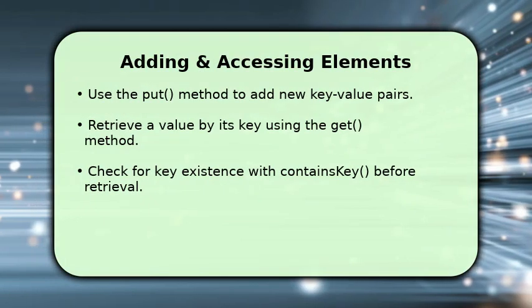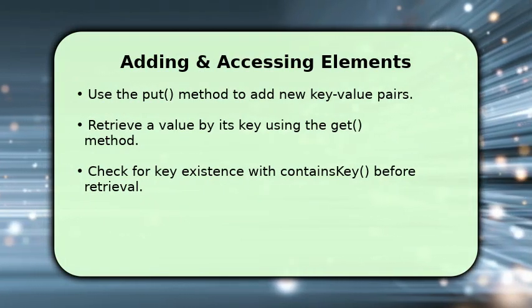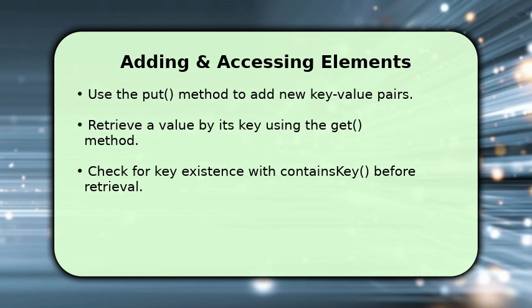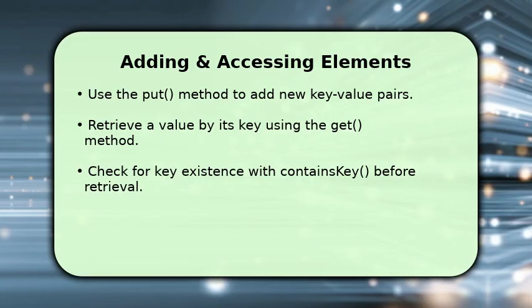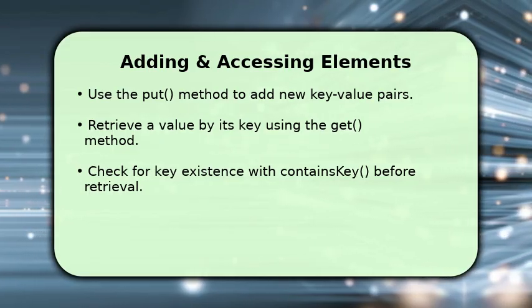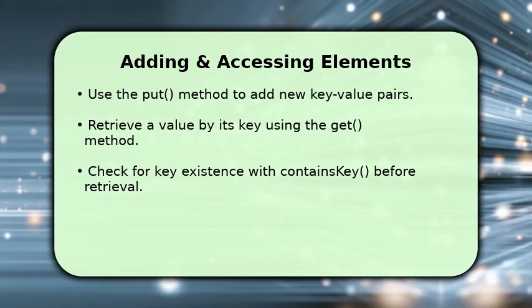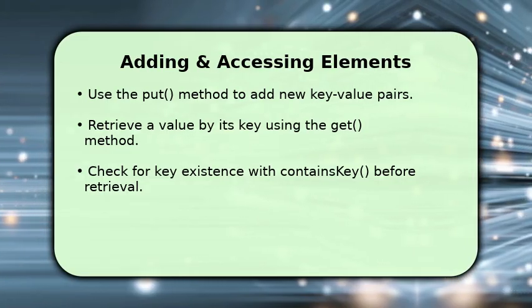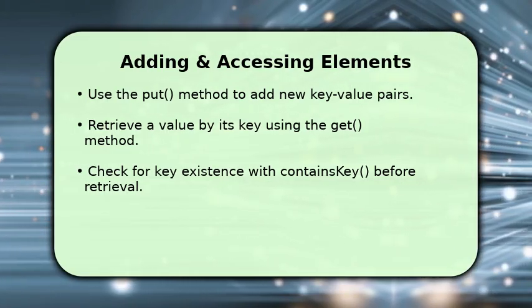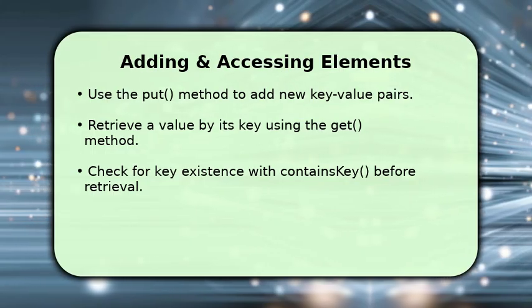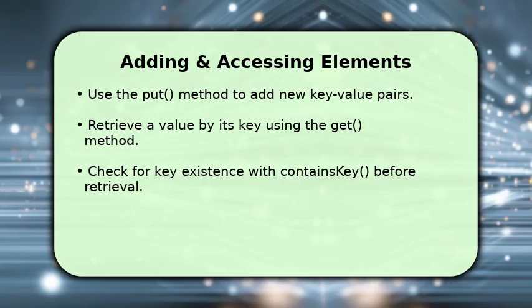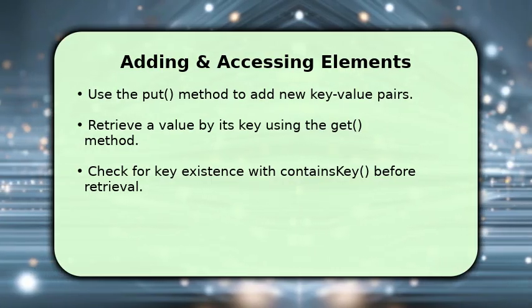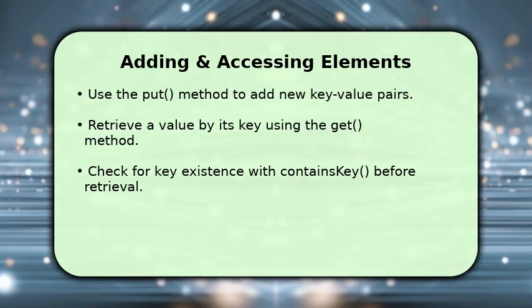Once your map is initialized, you can easily add and access its elements. The put method allows you to insert new key-value pairs. To retrieve a specific value, you simply use its corresponding key with the get method. It's good practice to use containsKey to verify if a key exists before attempting to retrieve its value, preventing potential errors. You can also loop through all keys or values.